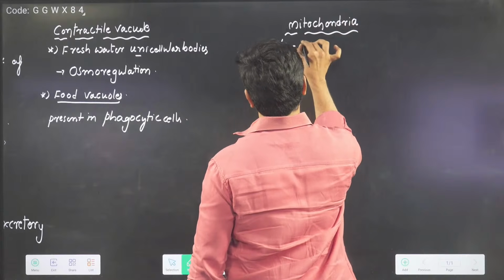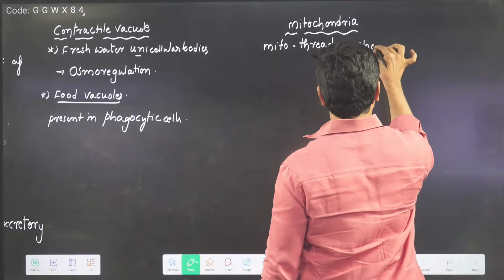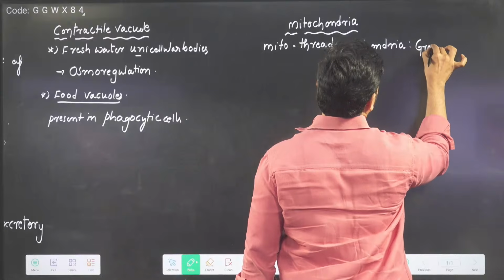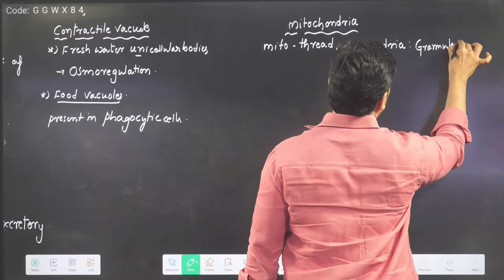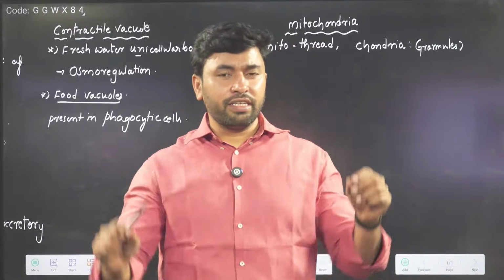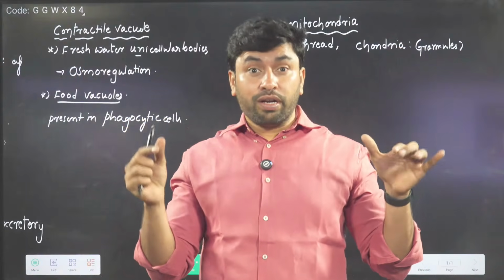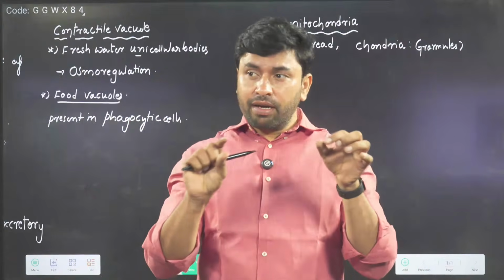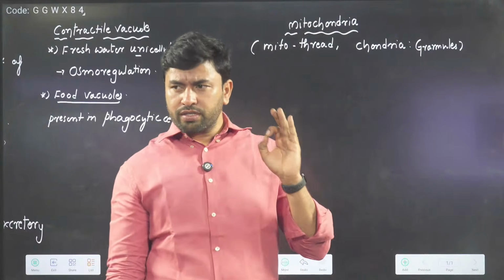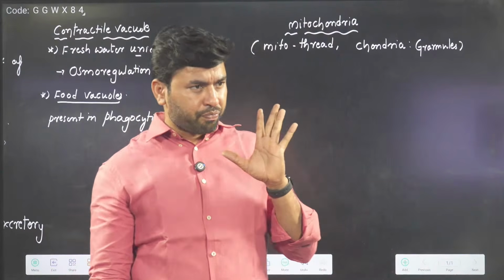Mito means thread, fine thread. Chondria means granule. Mitochondria: thread-like granule. The simple literal meaning of mitochondria is thread-like granule, a granule-like cell organelle. What type of granule is it? A fiber or thread-like granule. That's called mitochondria. Now, very important stories are there about mitochondria. Slowly we will discuss step by step. Pay more attention.